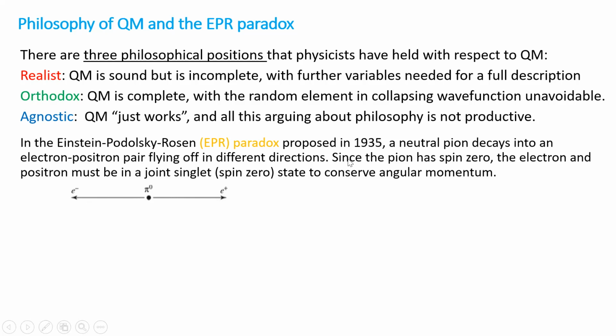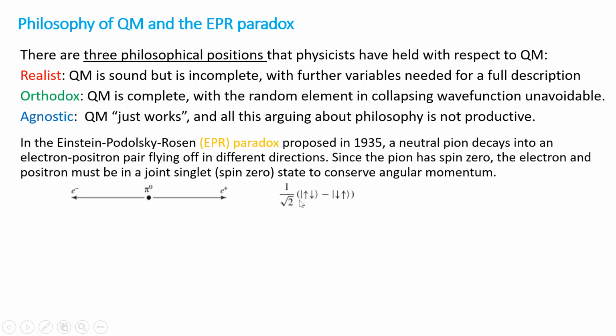Now, it turns out the pion has spin 0, so it's a boson. Because of that and conservation of angular momentum, the electron and positron must be in a joint singlet, because singlet is a spin zero state. When we combine two spin-half particles, the electron and the positron, in this way, this is the spin singlet state, and the total spin is zero. So that's the same as the pion spin, and so we conserve angular momentum.